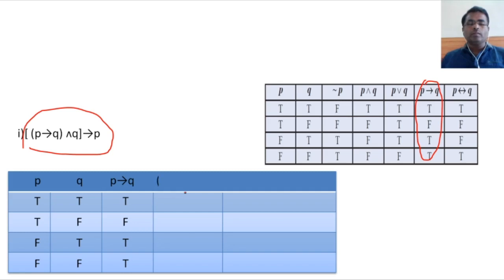Then consider the AND operation between P implies Q and Q. If both are true, then the resultant is true. So here both are true, therefore the resultant is true, otherwise it is false. So that's why the second is false. But again in the third row we see the true, true combination, so again the resultant is true, otherwise false.